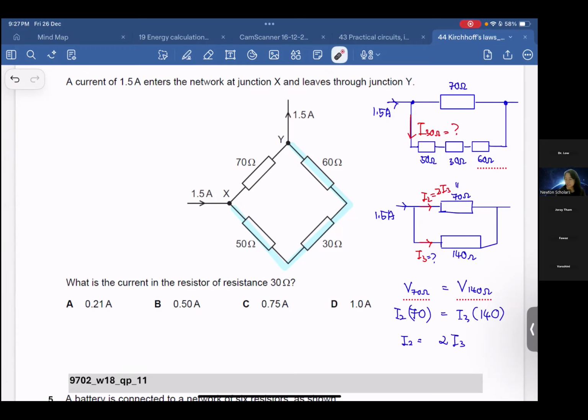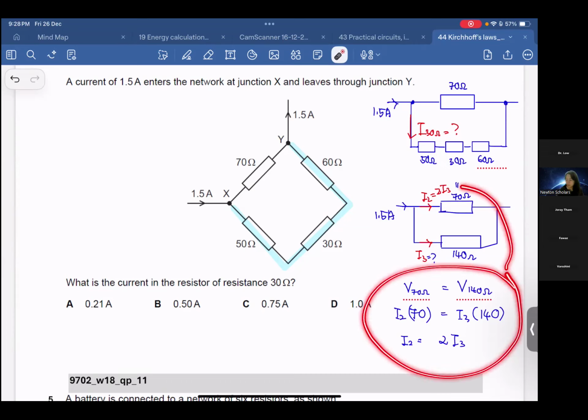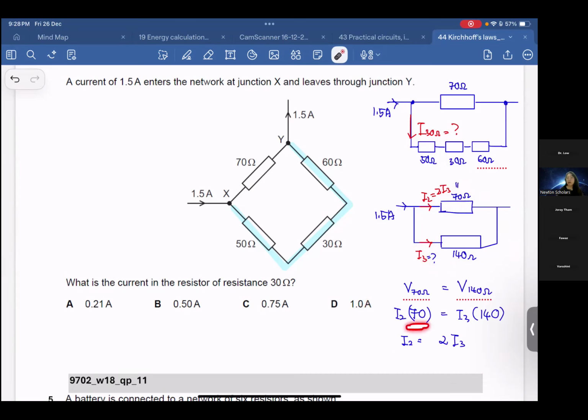Look here, 70 ohm and 140 ohm. 70 ohm is the lesser resistor, so of course it will have higher current. Since it's half of the resistance of 140 ohm, the current will be double. If I explain in words, from the relationship we surely know this one is double current, but I still show you how to get double the current of I3. Because resistance becomes half, current will be double.